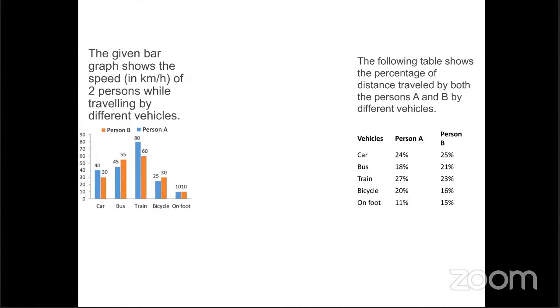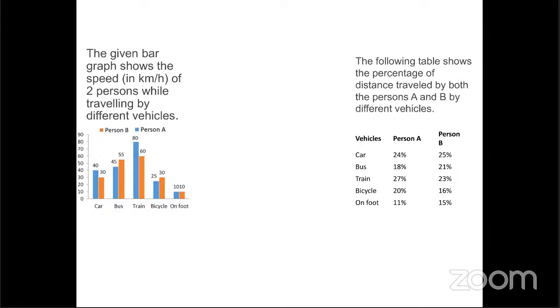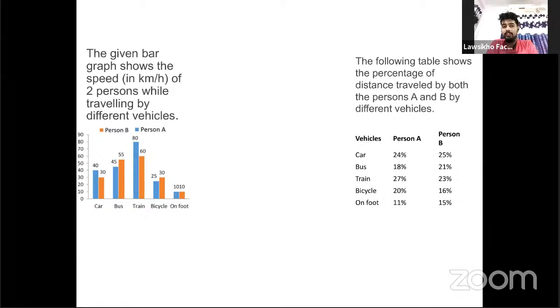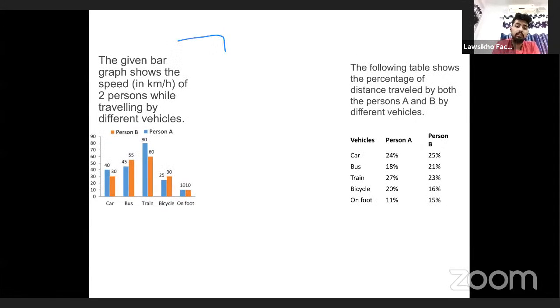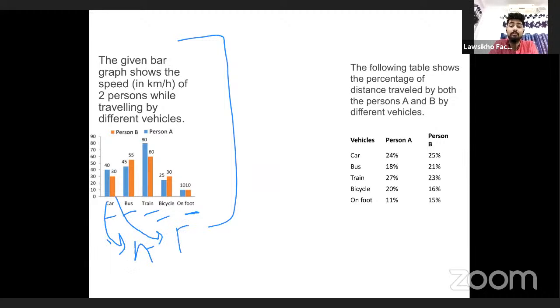Yes, this one. So there are two sets of data given here. The first one is a bar graph, where this graph shows the speed in kilometers of two persons while traveling by different vehicles. The first vehicle is car, second is bus, then train, bicycle, and on foot. And the blue line would represent person A and the orange line would represent person B.